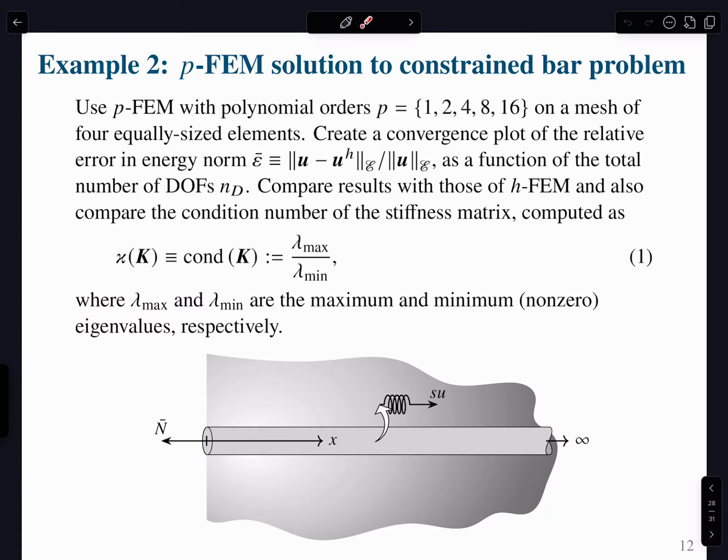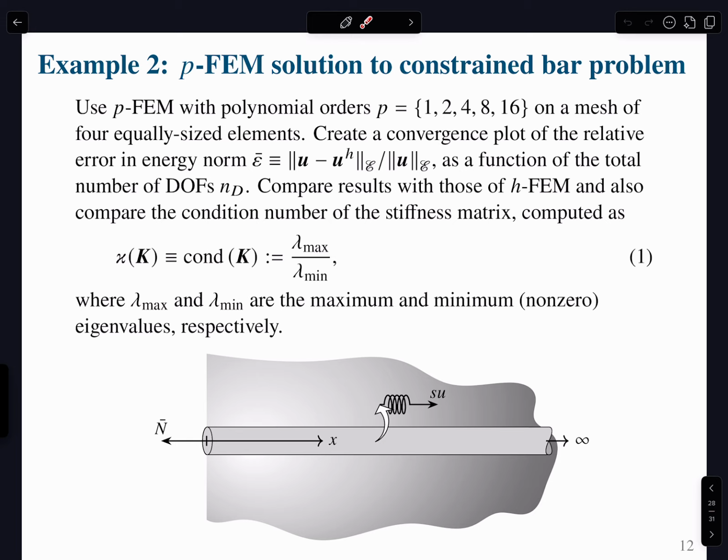So it says here, use 𝑝-FEM with polynomial orders p = 1, 2, 4, 8, 16 on a mesh of 4 equally sized elements. Create a convergence plot of the relative error in energy norm, that is defined like that, as a function of the total number of degrees of freedom. Notice that now my convergence plots are going to be based on the number of degrees of freedom, because the concept of h is meaningless, right? If I keep my mesh fixed, all my elements are going to have the same h. So if I want to see the effect of adding higher order polynomial shape functions, I have to plot that versus something else, and that something else is the total number of degrees of freedom.